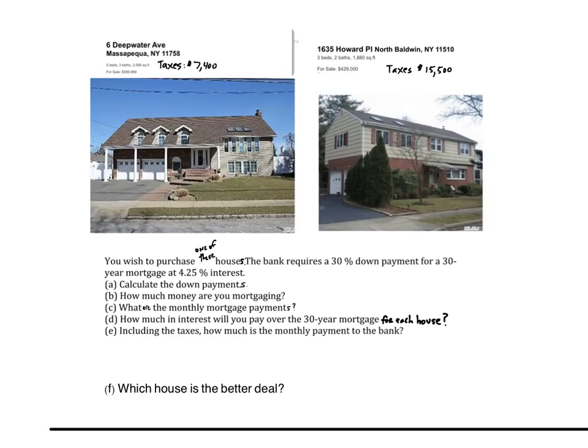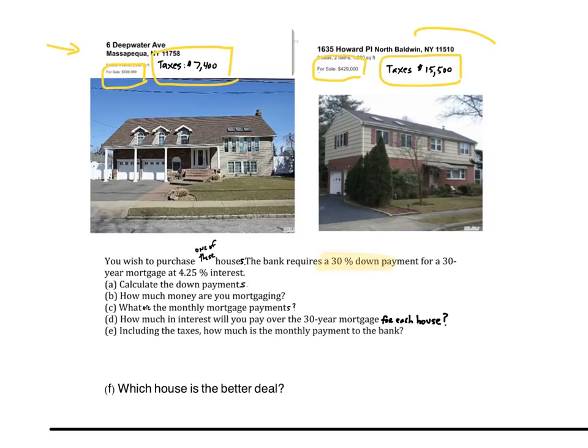Now, problem 2, this is an interesting problem. Here they're giving you 2 different houses. One in Massapequa. The house is for sale for almost $600,000, $579,999. Taxes are $7,400. The other house, North Baldwin, the house is for sale for $429,000, but taxes are much higher, $15,500. And what you're going to be doing is purchasing one of the 2 houses.